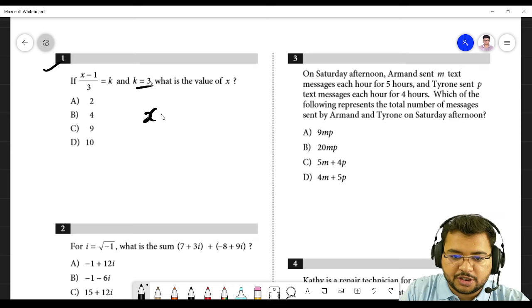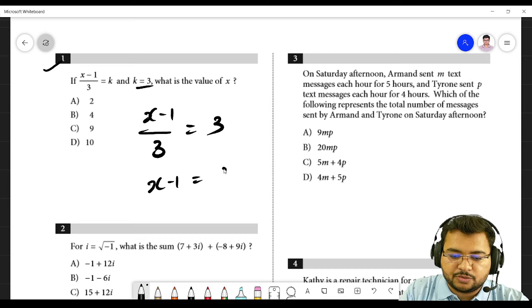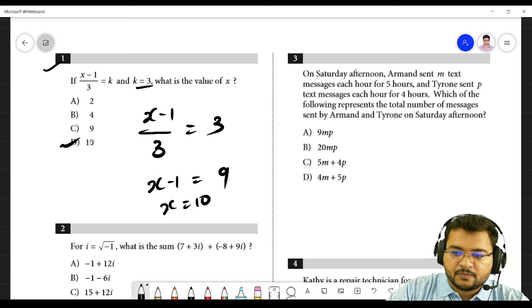So it's a basic linear equation. (x minus 1)/3 equals 3 because k is given 3. x minus 1 equals 9, x equals 10. Okay, so our answer is D.